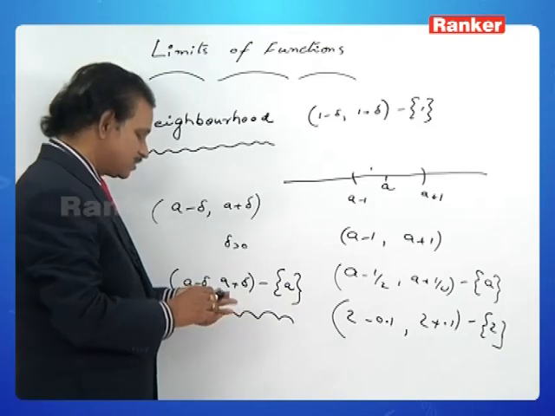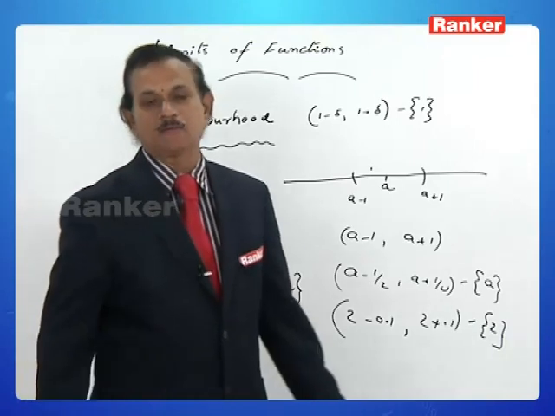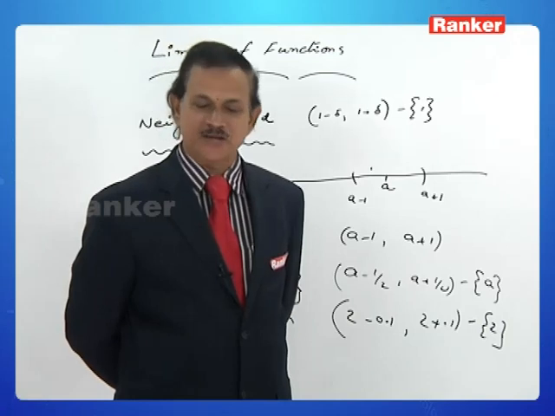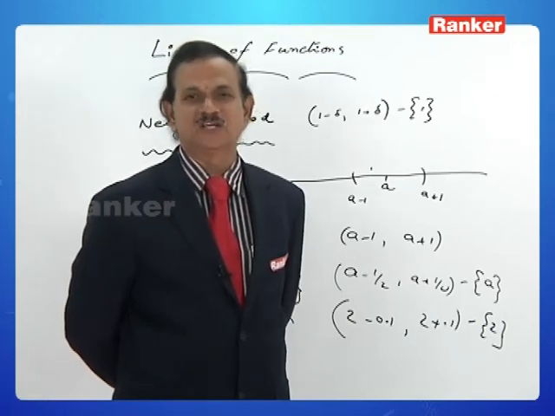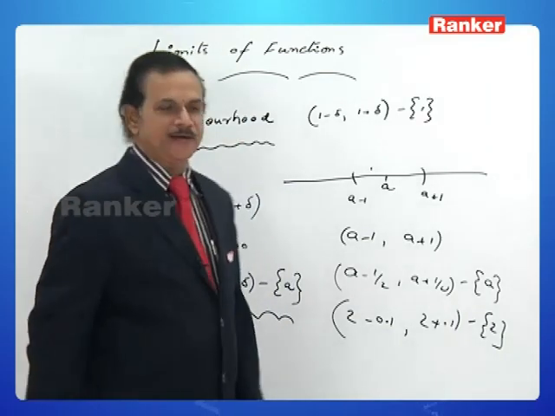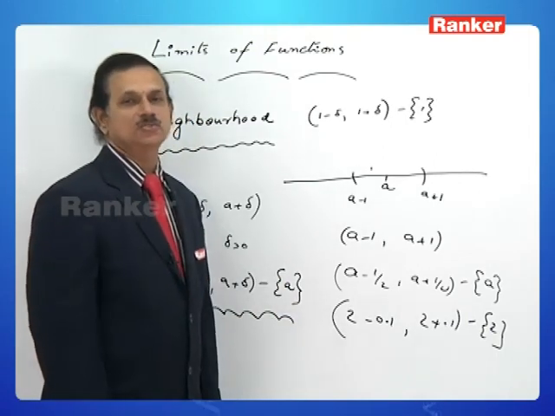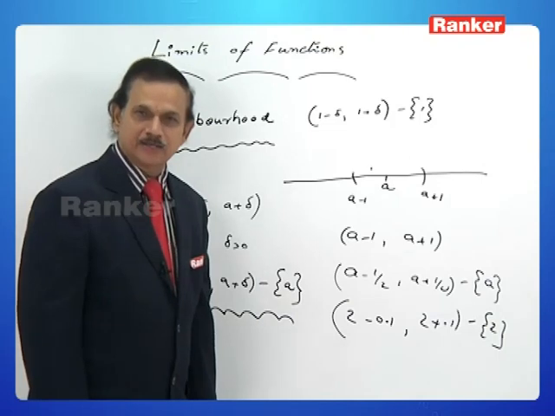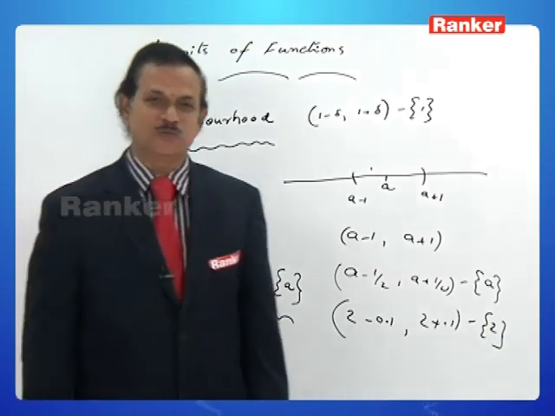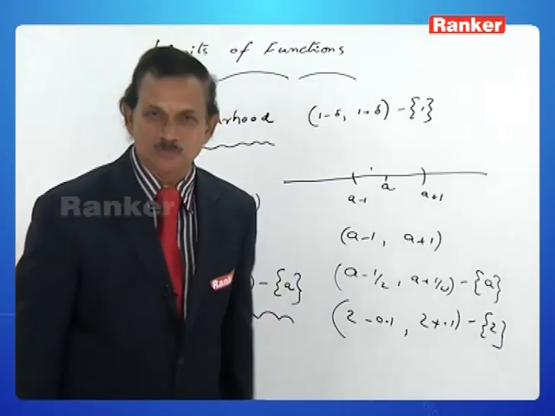Well, in constructing these neighborhoods, is there any restriction, rule or regulation on the selection of delta? Not at all. In general, the open interval a minus delta to a plus delta is called an arbitrary neighborhood of a, and the open interval a minus delta to a plus delta minus singleton a is of course a general arbitrary deleted neighborhood of a. Now we shall discuss the necessity of considering these deleted neighborhoods.